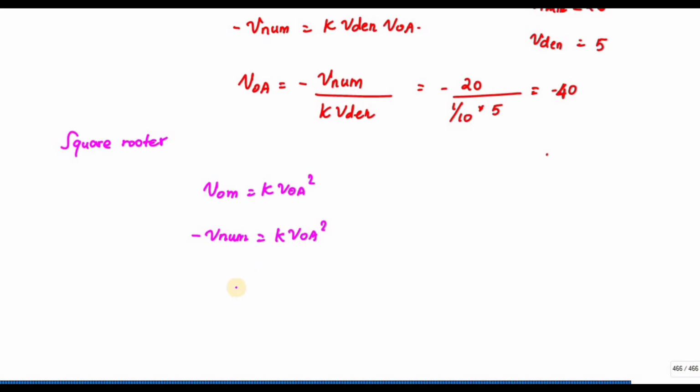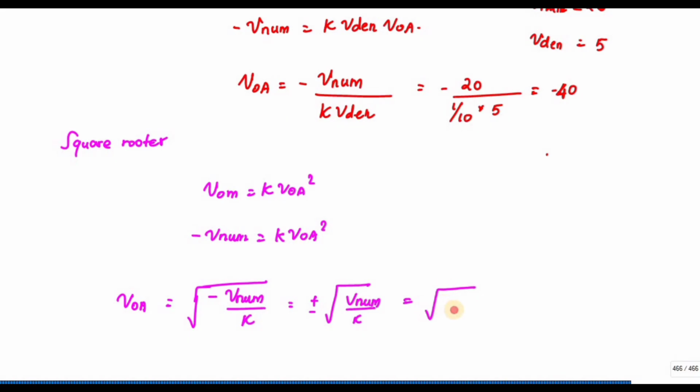So what will happen? You will get the output as minus VNum divided by K into root of this value. That is nothing but VOA. So VOA is my output of the square rooter, right? VNum is nothing but the input. So I will get plus or minus VNum divided by K. That is the answer which we used to get, right? And we know the value of K is equal to 1 by 10. So we will get root of 10 into VNum.